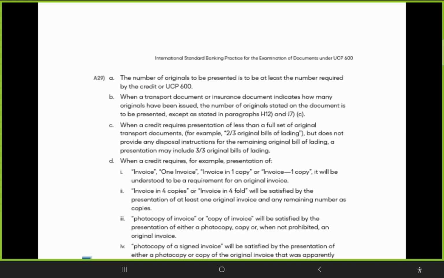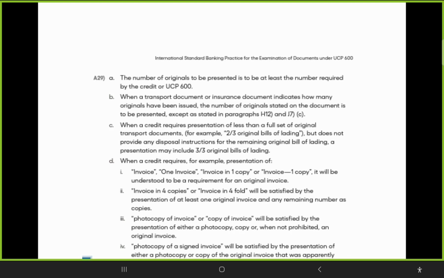And if they have any specific needs or information given in the documentary credit saying that the second and third original are to go to the applicant or any specific person, then it should be going there, not to the bank. If that information is not available, if it is issued in more than one original, all the originals should be presented to the bank. When a credit requires presentation of less than a full set of original transport documents, for example, 2/3 original bill of lading, but does not provide any disposal instruction for the remaining original bill of lading, a presentation may include 3/3 original bills of lading.